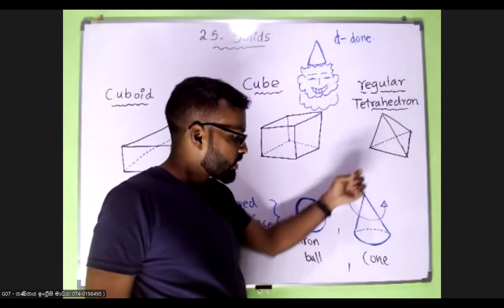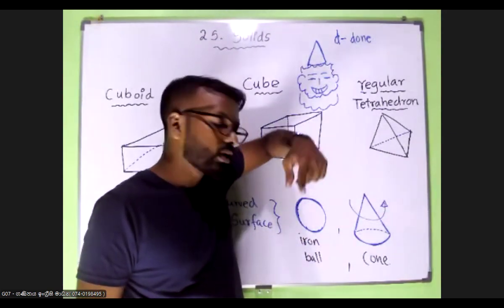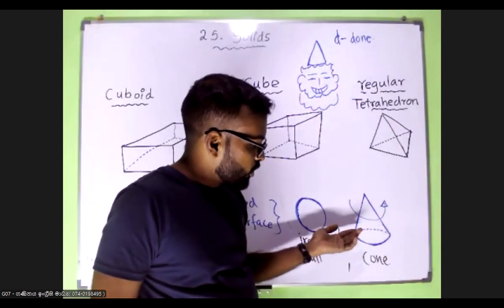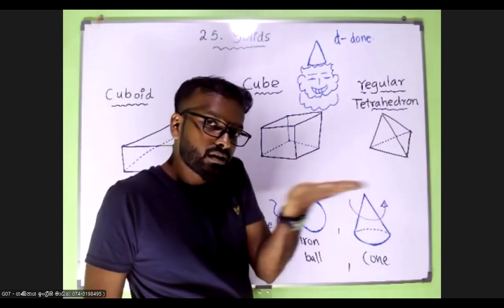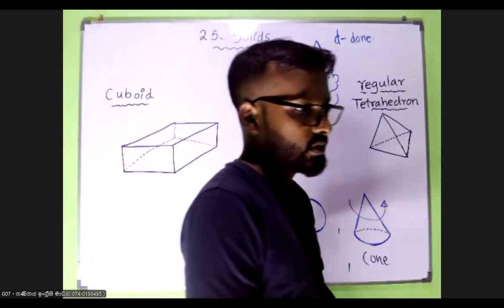So this one, only the top part is curved, and the below part is a flat surface, a circular flat surface.